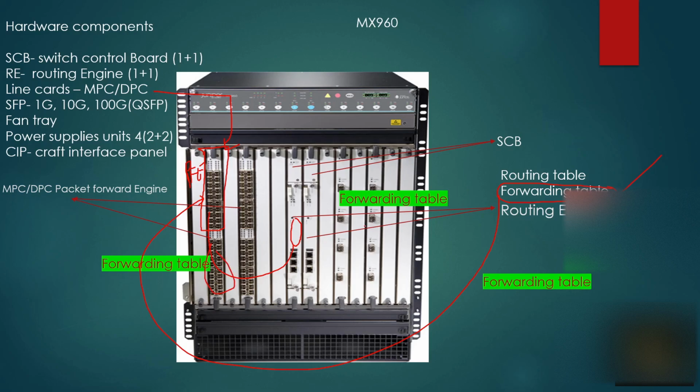How many line cards are we using here? One, two, three, four only. Remaining all are empty line cards. Only four line cards we are using, right? To all the four line cards, the routing engine will send a forwarding table. You understand? Everyone.